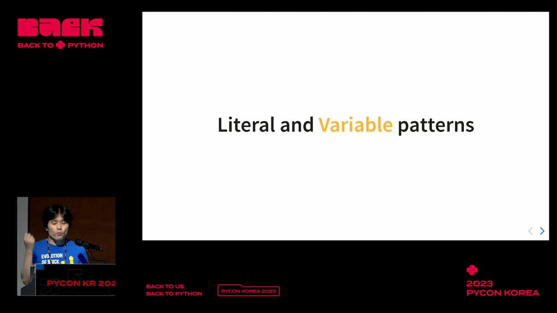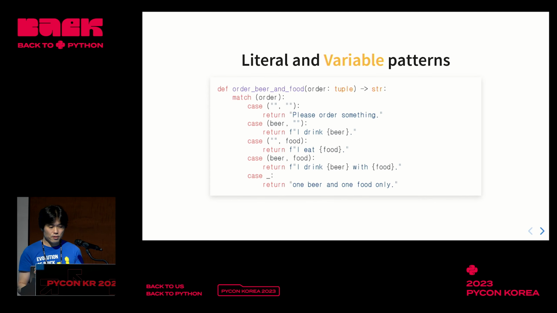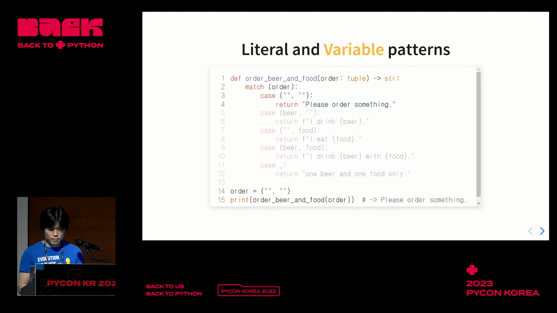Next, literal and variable patterns. Let's consider a function that receives an order tuple about beer and food. The first item is beer, the second item is food. If my order is empty, it matches the third line pattern. The return value is please order something.